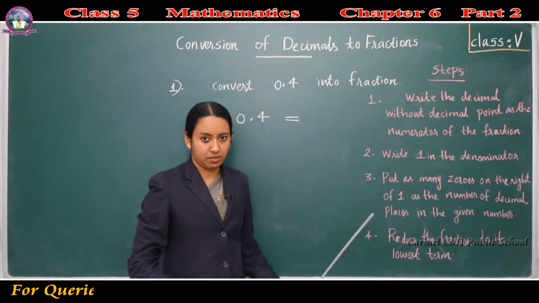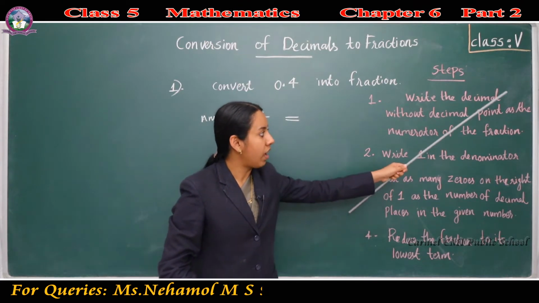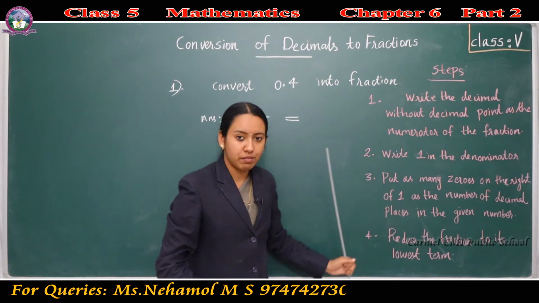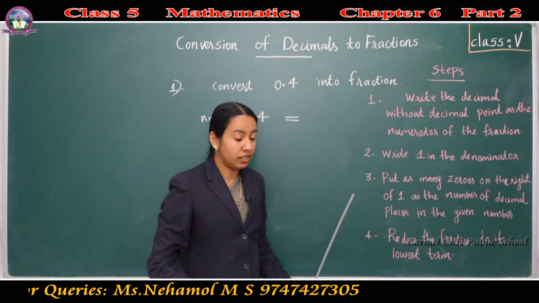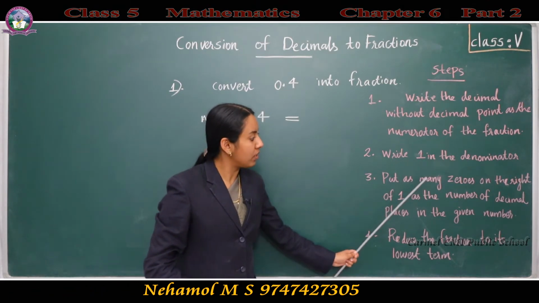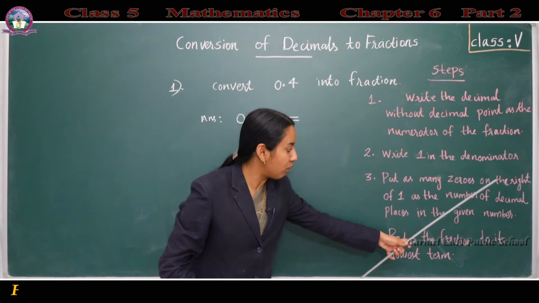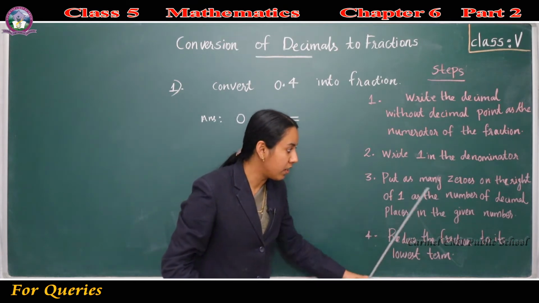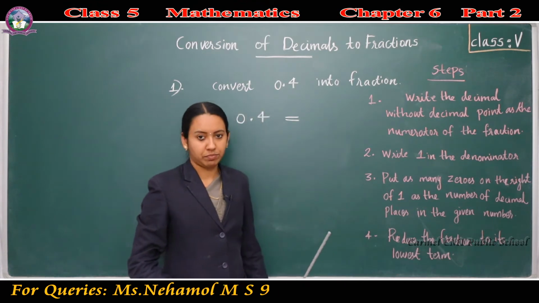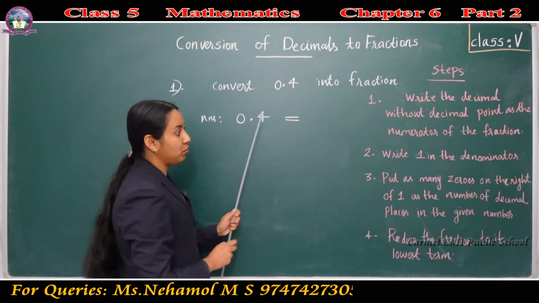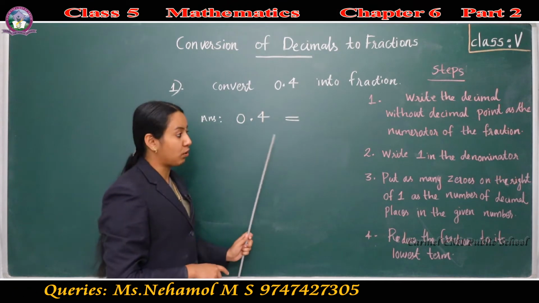There are certain steps. First one, write the decimal without decimal point as the numerator of the fraction. Second point, write 1 in the denominator. Then third step, put as many zeros on the right of 1 as the number of decimal places in the given number. Then reduce the fraction to its lowest term.